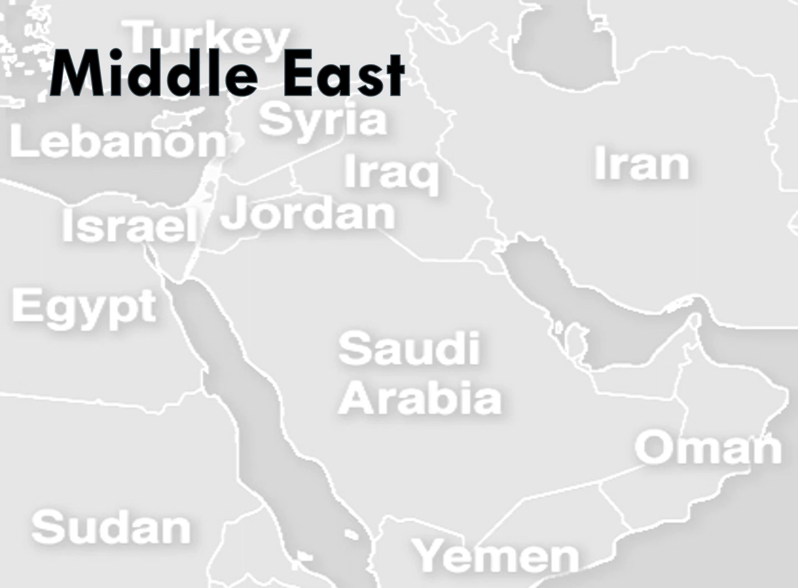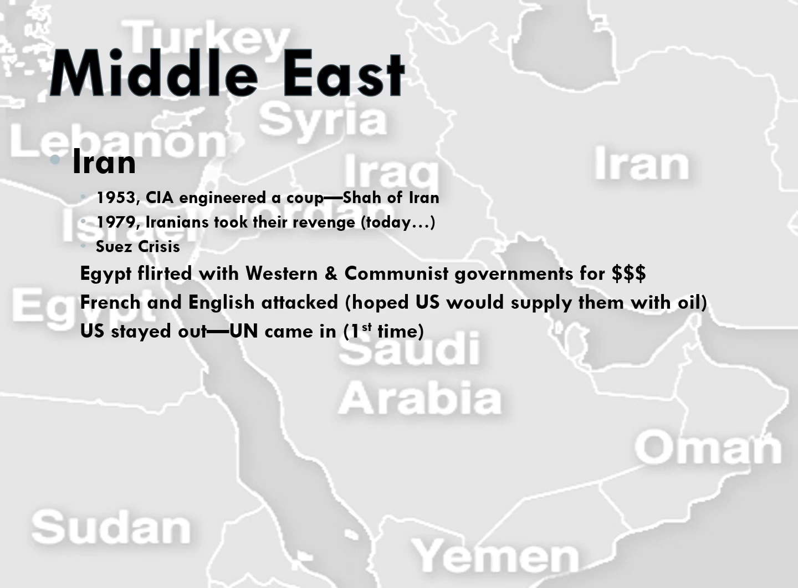Also, issues in the Middle East arise. In Iran, in 1953, we're going to engineer a coup and put in charge of Iran a guy that will be called the Shah of Iran. In 1979, Iranians kind of take their revenge, and it'll be the Iranian hostage crisis. And that kind of laid out our relationship with Iran to this day. The Suez Canal isn't part of Iran, it's actually part of the Egyptian situation here.